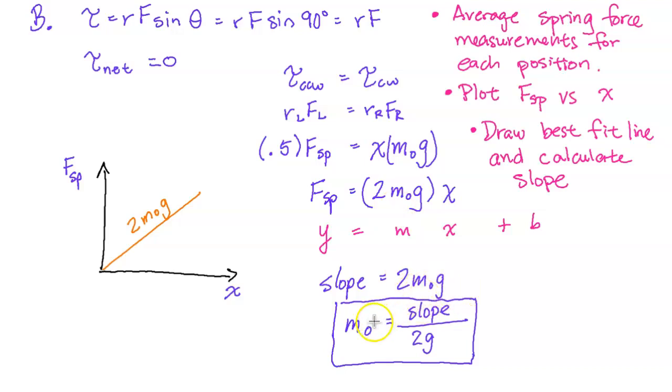And if we want to find the mass of the block, m0, we can divide 2g on both sides, and we get m0 equals slope divided by 2g. And here you can see the graph. If we graph the spring force versus x, and x once again is the distance from the mass to the fulcrum, the slope would represent 2m0 g.